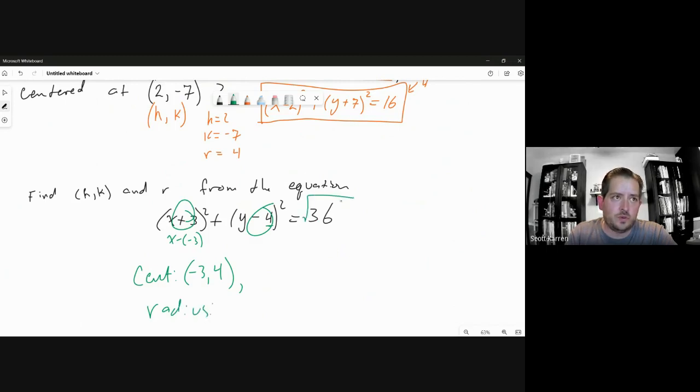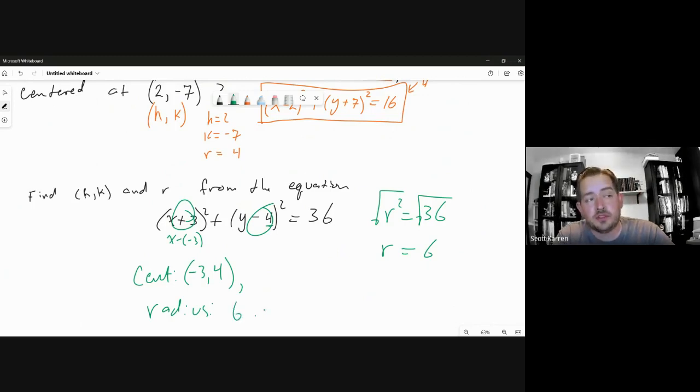And my radius is the square root of this value, right? So R squared is 36. So R is the square root of that, and I'm only interested in the positive root of that because the negative one doesn't make sense. And so then the radius here is 6. So this equation is the equation of a circle centered at -3, 4, and it has a radius of 6.